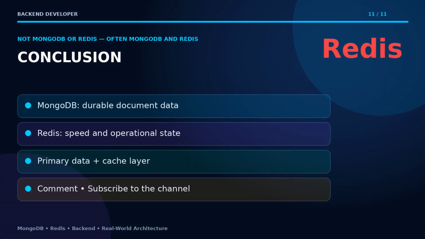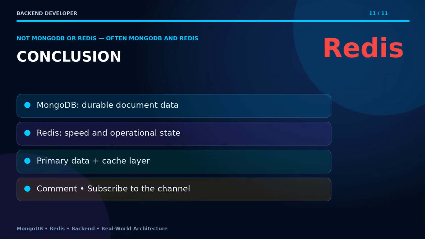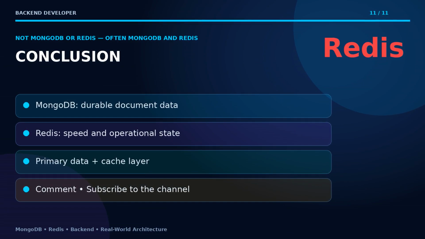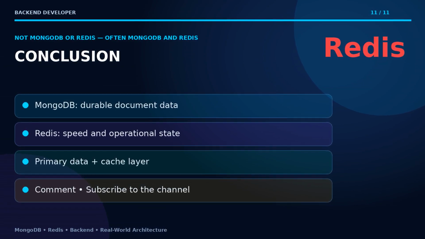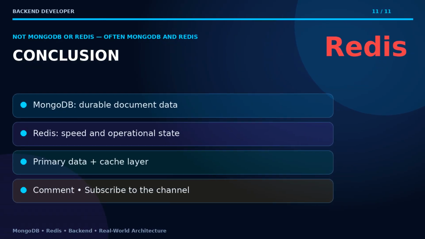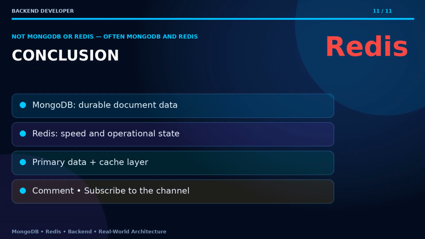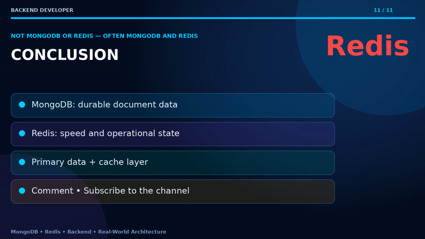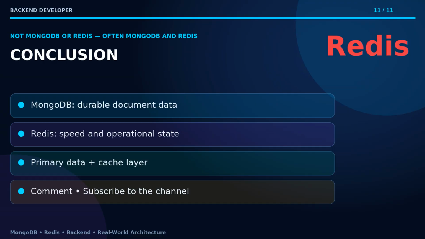In summary, MongoDB is powerful for durable, queryable document data. Redis is powerful for extremely fast access and operational state. In many modern architectures, the correct answer is not MongoDB or Redis, but MongoDB and Redis. Your API can store primary data in MongoDB while using Redis for caching, sessions, and rate limiting.